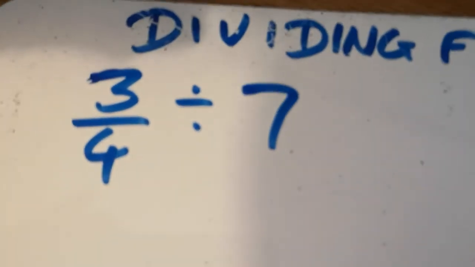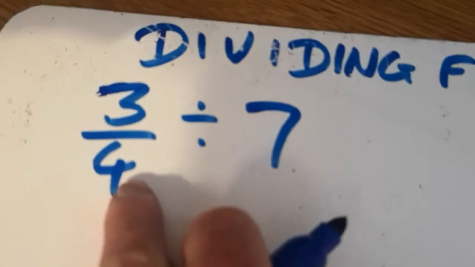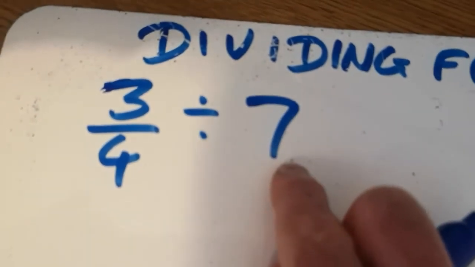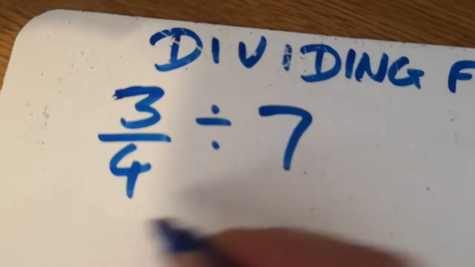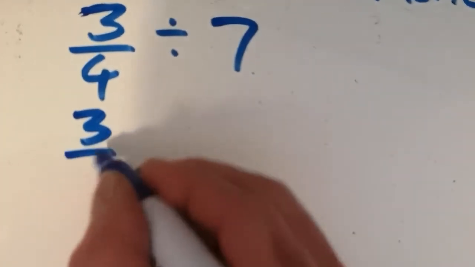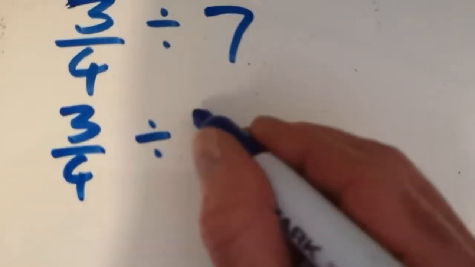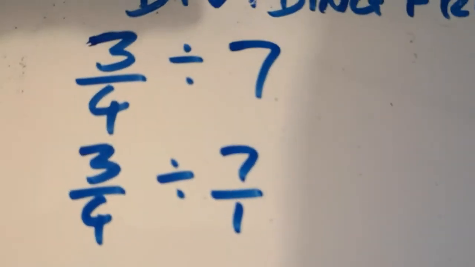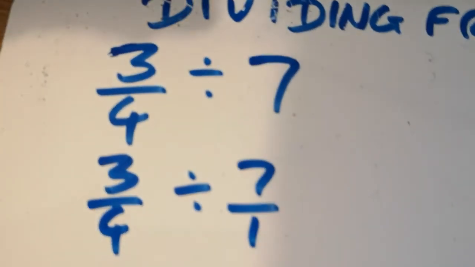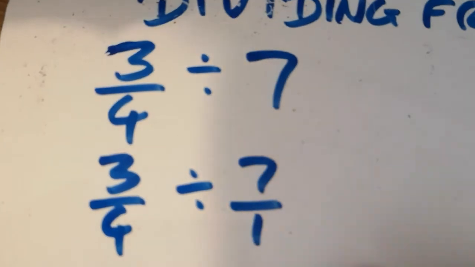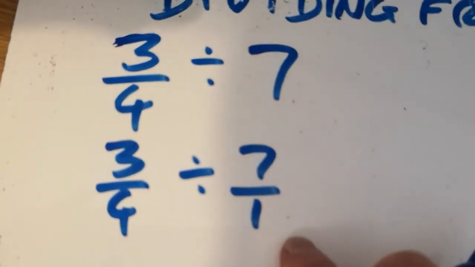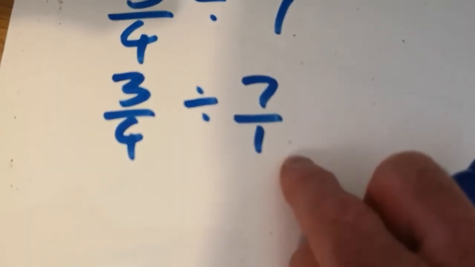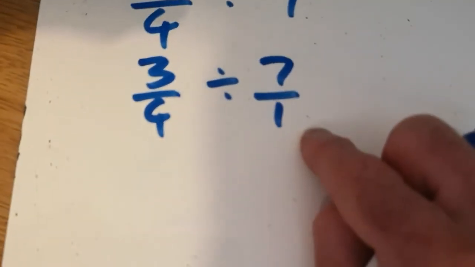So in this one, we've got one fraction here, we've got a 7 here. Well, if you think about it, 7 on its own, I can rewrite this question, 3 over 4 divided by 7 over 1, because 1 whole 7 is basically the same as 7 over 1. Now I've written it in this format, I can do the same as I've been doing in other examples, this KFC thing.